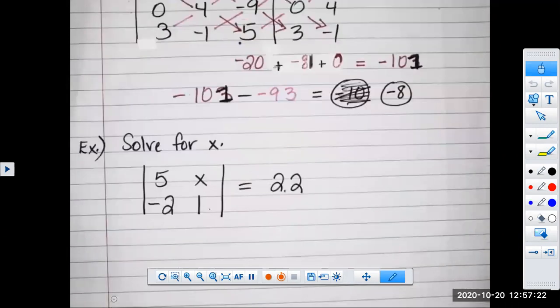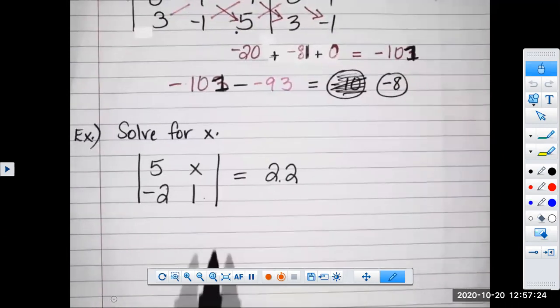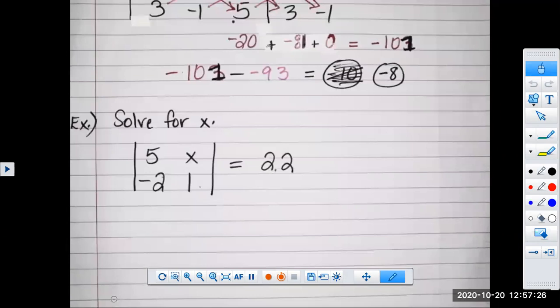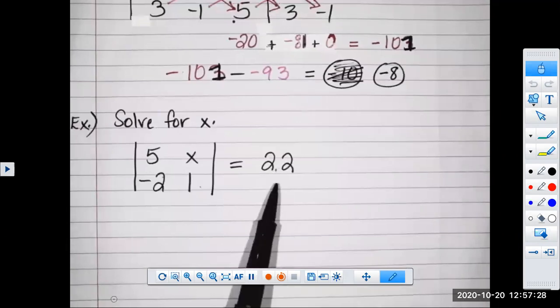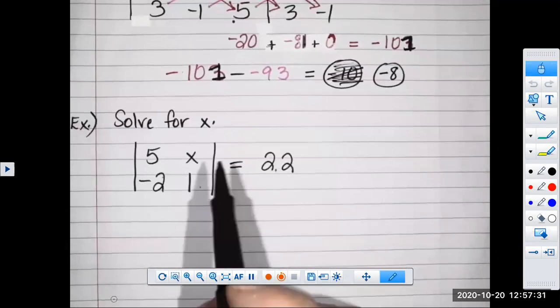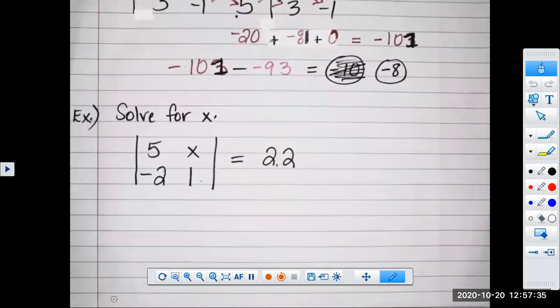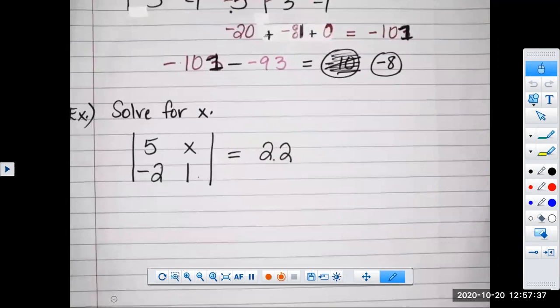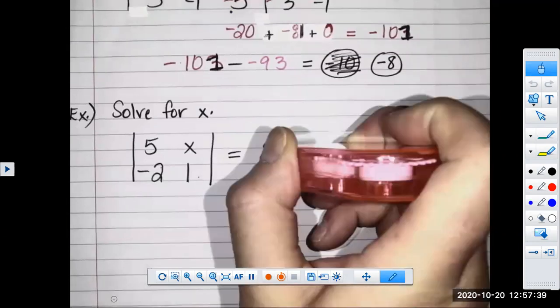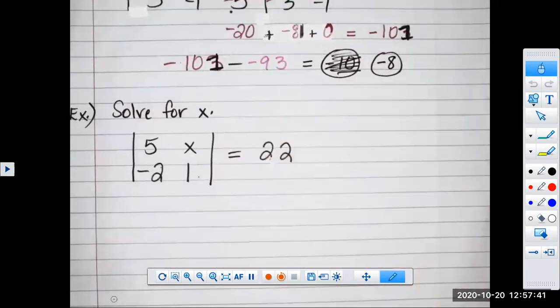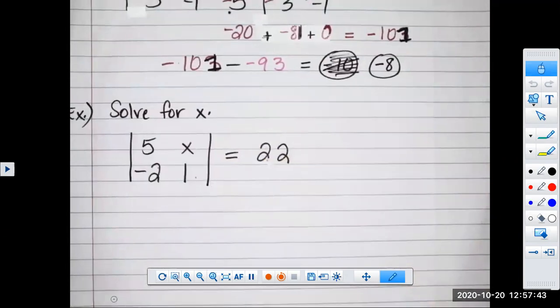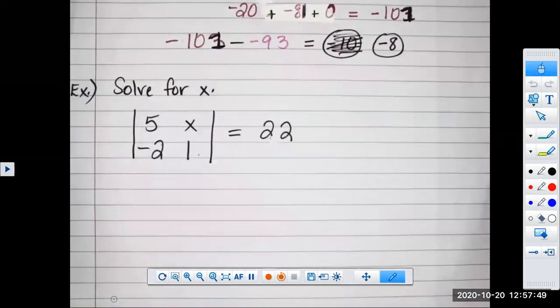All right, determinants, one more thing about them. They may, of course, reverse it and actually give you the determinant value and then ask you to find a missing element of your matrix. It's 22. Oh, sorry, 2.2. All right. So, of course, just recall what you know about a determinant. Tell me how you might set this problem up to solve for X.